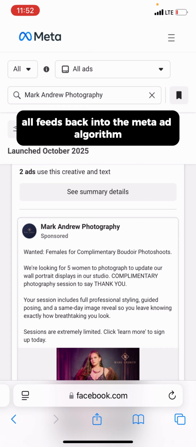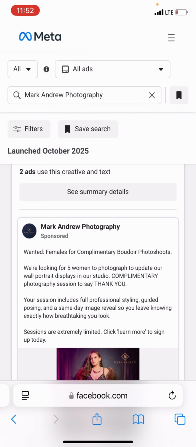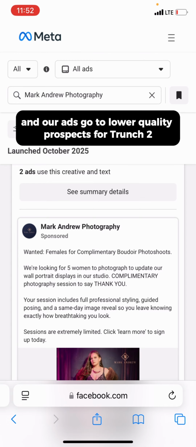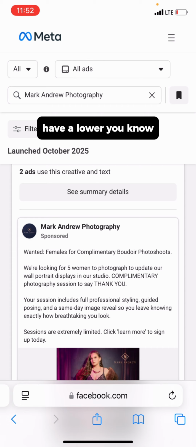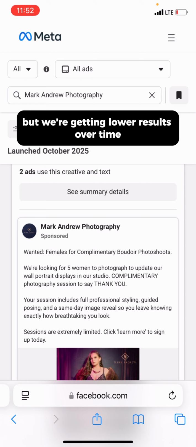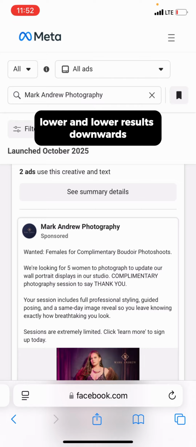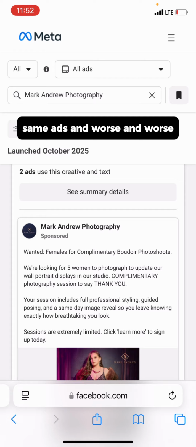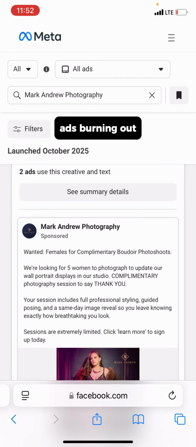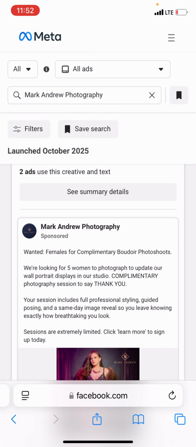All of that feeds back into the Meta ad algorithm, and our ads go to lower quality prospects for Tranche 2, low quality Meta profiles, who just off the rip have a lower profile-level conversion rate. So with Tranche 2, we spend the same daily ad spend every day, but we're getting lower and lower results over time. We've entered the downward spiral of despair. Same ad spend, worse and worse results over time. Ads dying out, ads burning out. Refresh creative. All right.